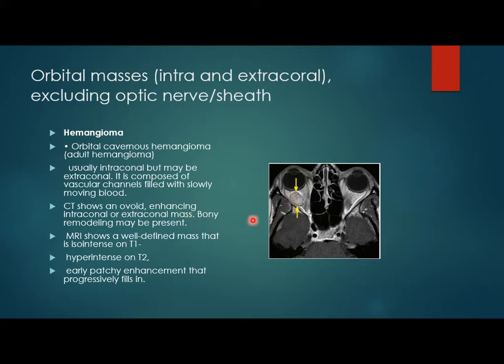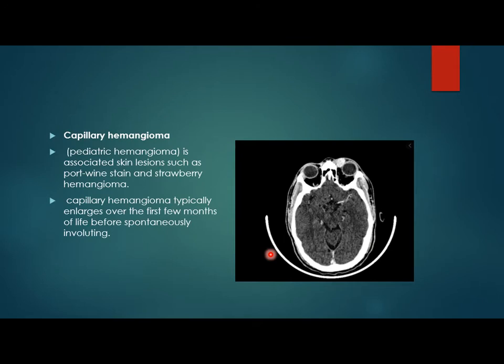On MRI, there's a well-defined mass, isointense on T1 and hyperintense on T2, with early patchy enhancement that progressively fills in. Here, this is the MRI axial section, T1 post-contrast, showing heterogeneous enhancement. It's not filled in completely. There's some area, like any hemangioma anywhere. It's peripheral enhancement towards the center. Yes, toward the center.